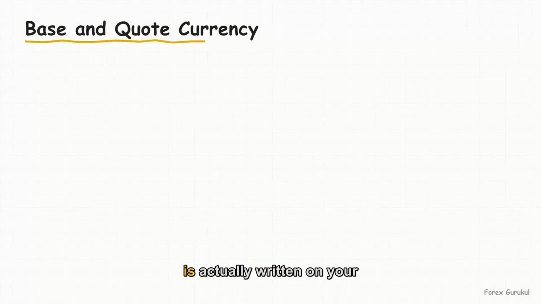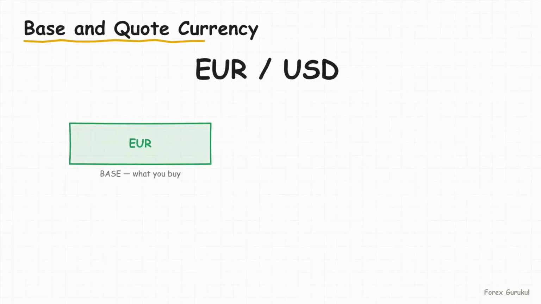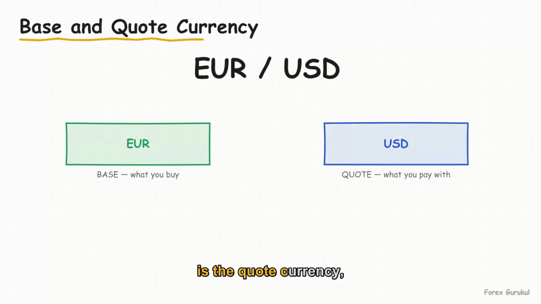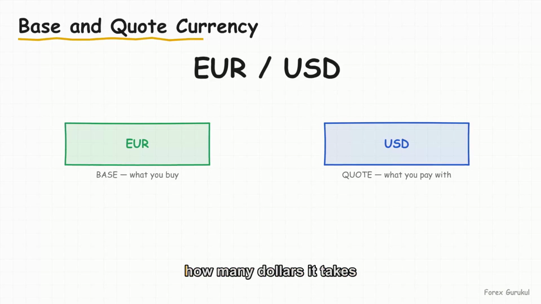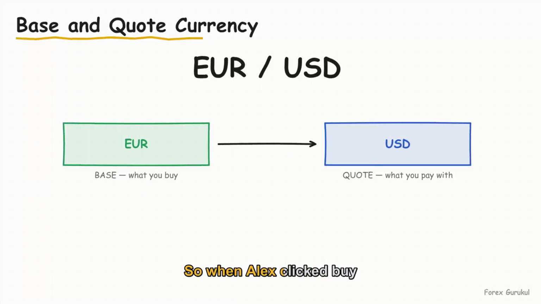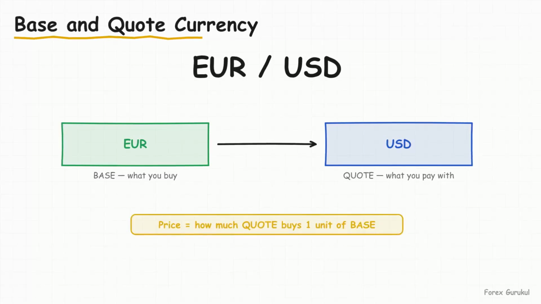Look at how that trade is actually written on your screen, euro/dollar. The first currency listed, euro, is called the base currency, and it is always fixed at exactly 1 unit. The second currency, dollar, is the quote currency, and its number tells you how many dollars it takes to buy that 1 euro. So when Alex clicked buy on Eurodollar, he bought 1 euro and paid dollars for it. He was never buying dollars, he was spending them. His whole confusion traces back.